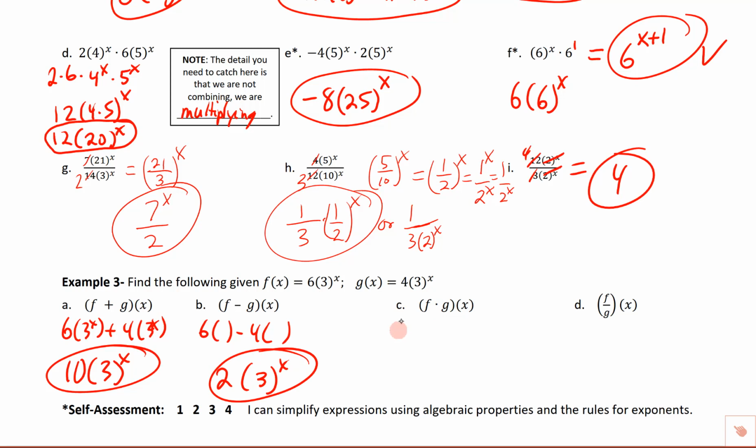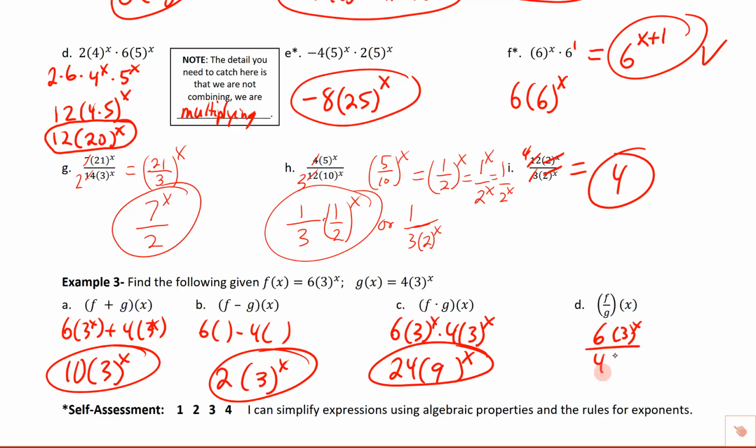We're going to multiply these together, so this is going to be 6 times 3 to the x times 4 times 3 to the x. So we end up with 24, and then remember, we multiply the bases together, so this is going to be 9 to the x. All right, and then we come back here, we're going to do a division problem really quickly. f is on the top, g is on the bottom, so this is going to be 6 times 3 to the x over 4 times 3 to the x. Those are going to cancel, and we end up with a 3 on the top and a 2 on the bottom, so 3 over 2.